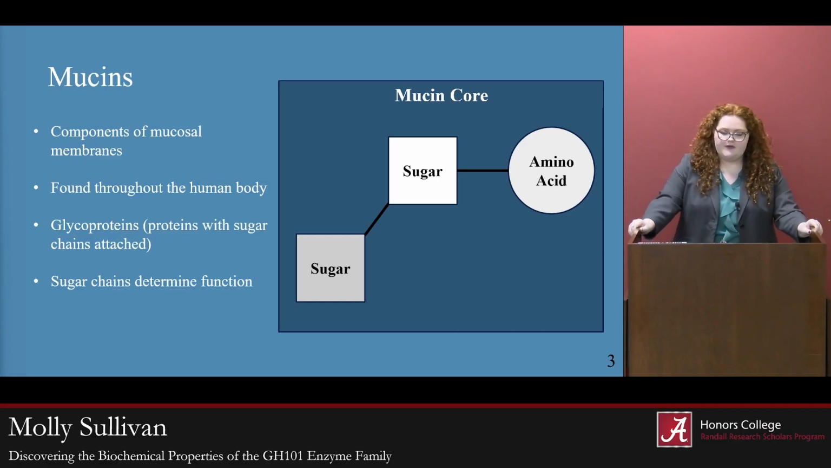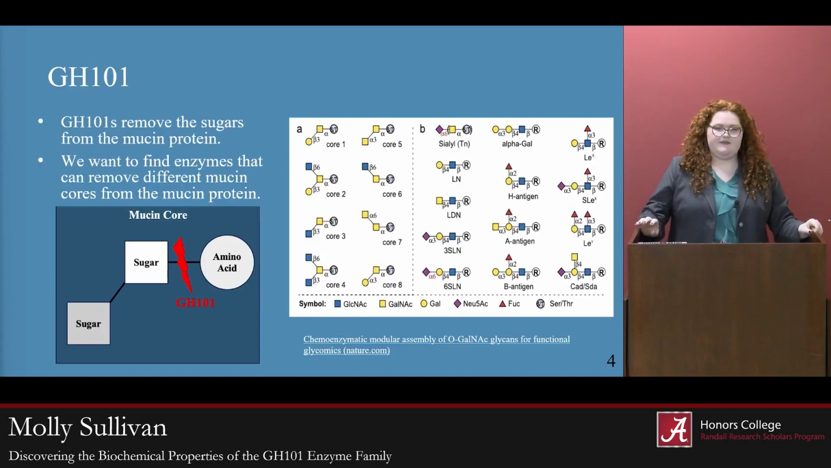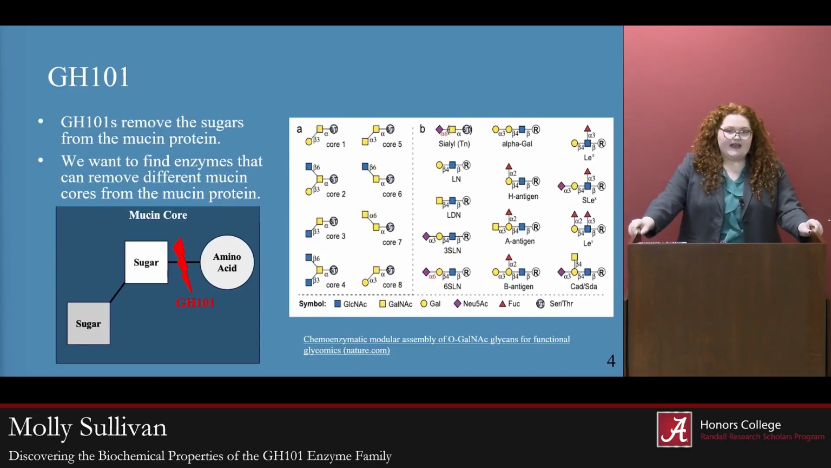So here is shown a mucin core. It's an amino acid, so typically a serine or a threonine, with different sugars attached to it. And those sugar chains are what determine the function. In order to understand mucins, we need to be able to understand those sugar chains. And in order to understand them, we have to be able to remove them, which is where GH101 enzymes come in. GH101s are glycosyl hydrolases in the GH101 family, meaning that they are hydrolyzing that bond between the sugar and the amino acid and breaking it, allowing us to remove the sugar and study it separately.